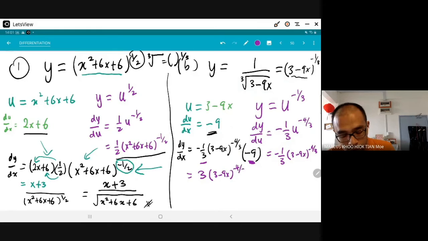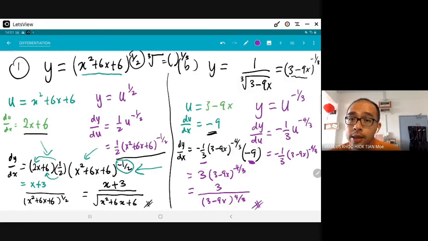Of course, our final answer tidak boleh ada power negatif. So, kita turunkan balik. And we will get 3 over 3 minus 9x to the power of 4 over 3. Final answer. Okay, just turunkan balik and then leave it. Kamu punya tanggungjawab bukan untuk membesarkan lagi the power of 4 over 3. Tidak payah.